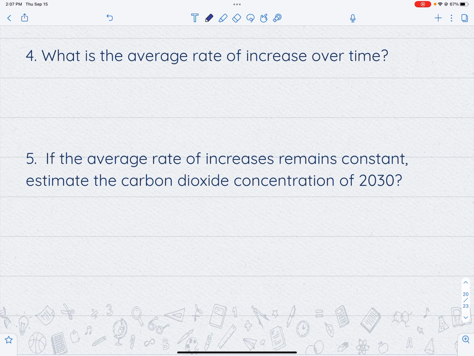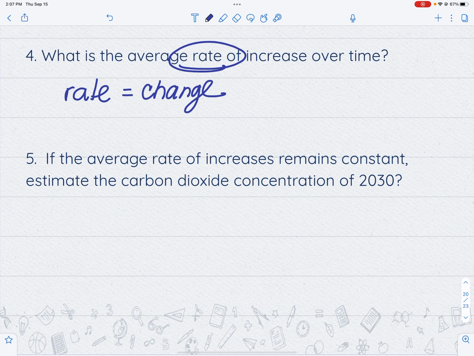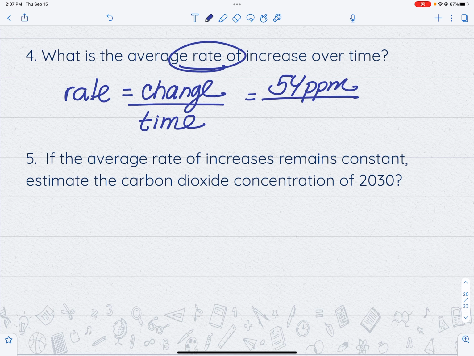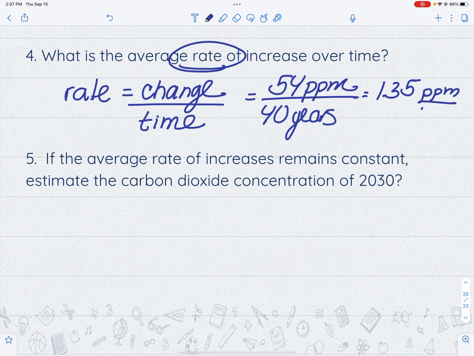Question numbers 4 and 5 are a little bit trickier. What was the average rate of increase over time? Anytime you see this word rate, it always means a change divided by time. So what was the change? I'm looking for the change in the increase of that carbon dioxide. It increased 54 ppm over the time from 1960 to the year 2000, which was 40 years. If I actually do that division in a calculator, I would get 1.35 ppm per year.